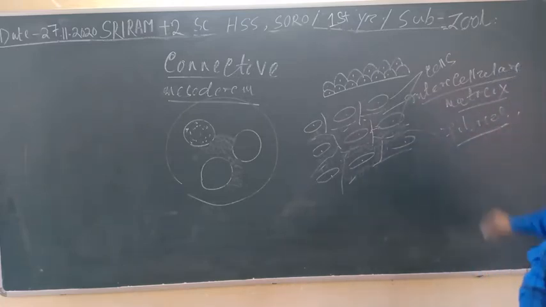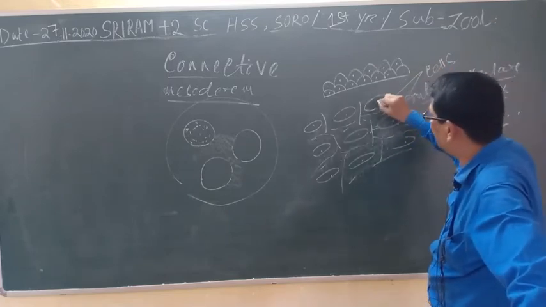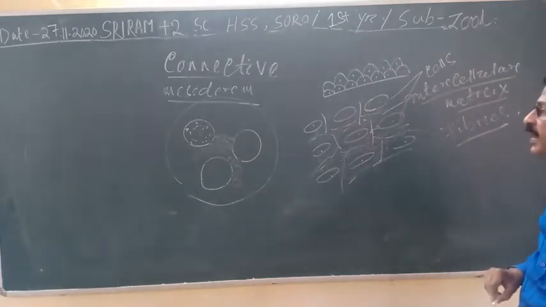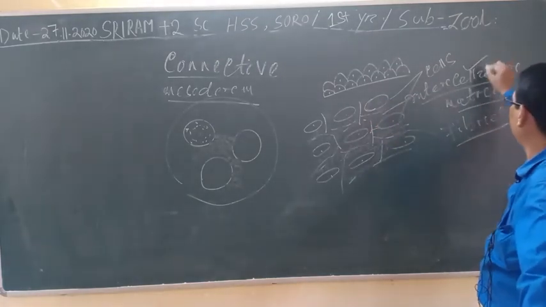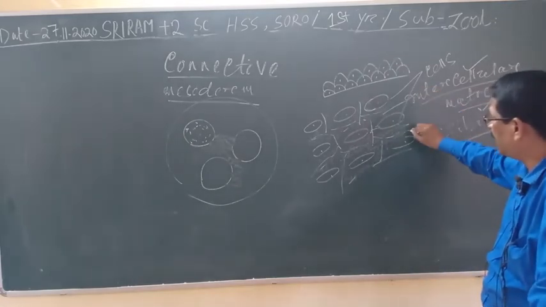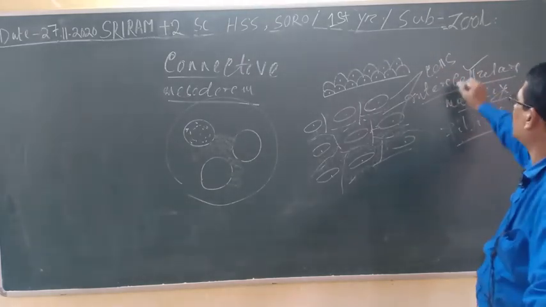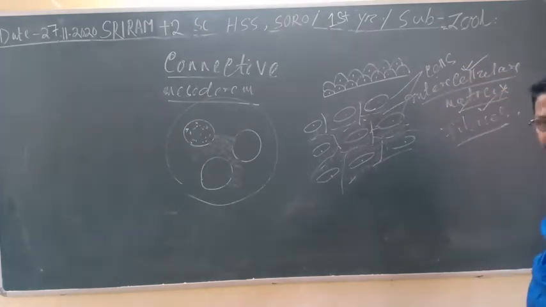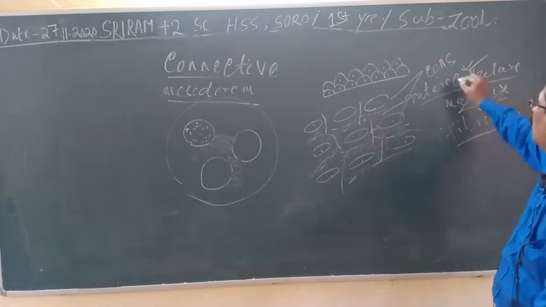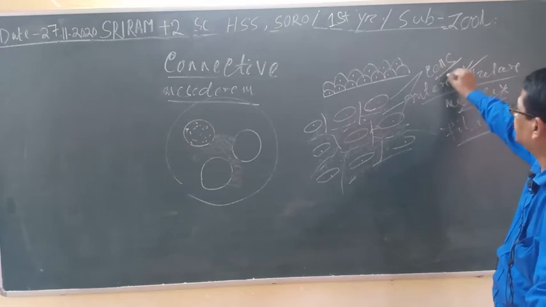Clear? The cells and matrix are secreted by, or originate from, the cells. The cells form the matrix and fibers, but the amount of matrix as well as fiber is more than the cells. In connective tissue, the amount of matrix and fiber is greater than the cells, and they perform the major function. Clear? The function of the intercellular matrix is more than that of the cells.